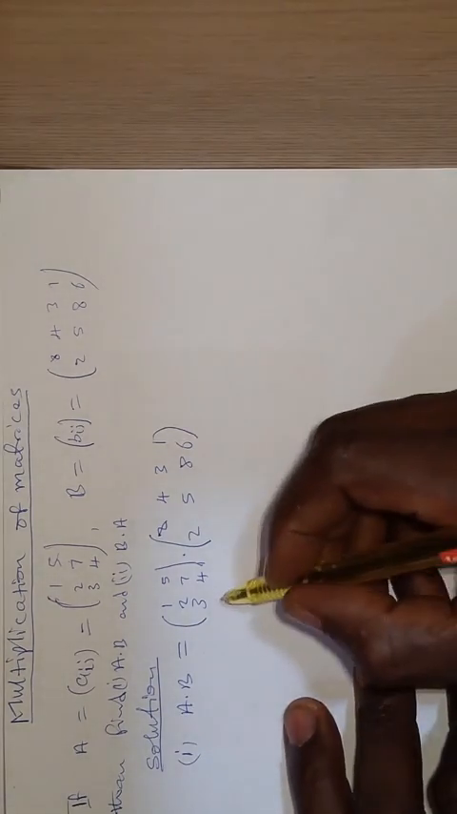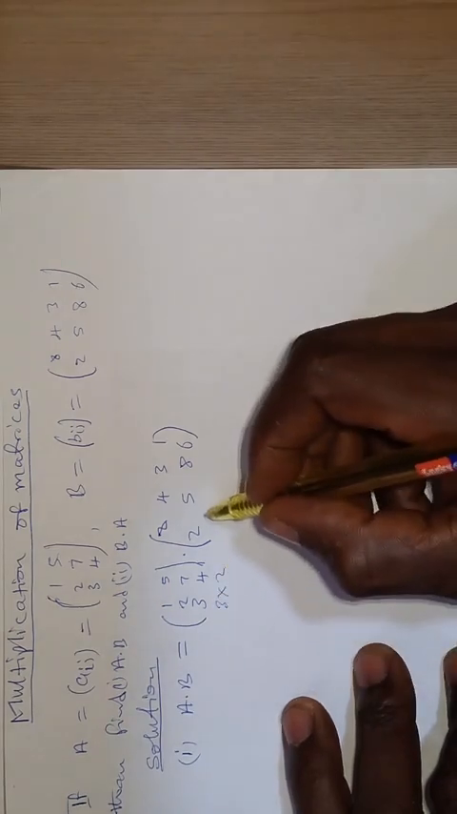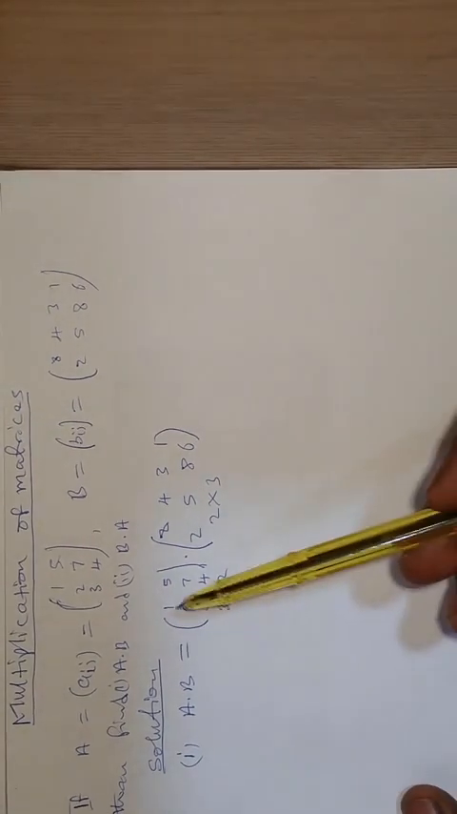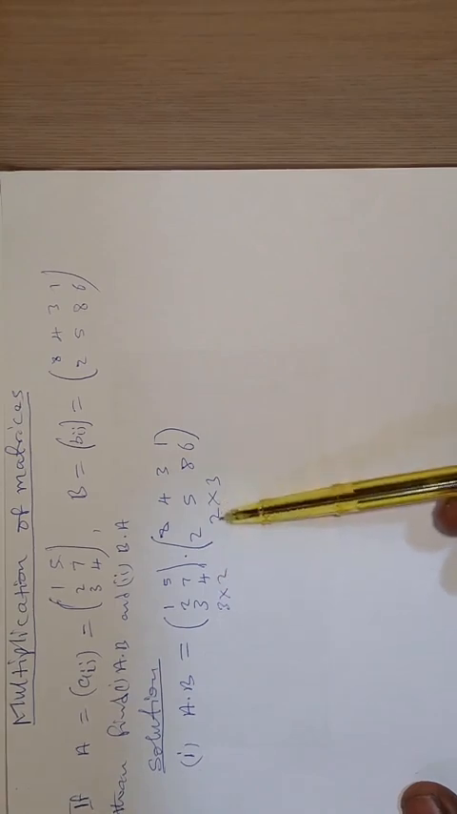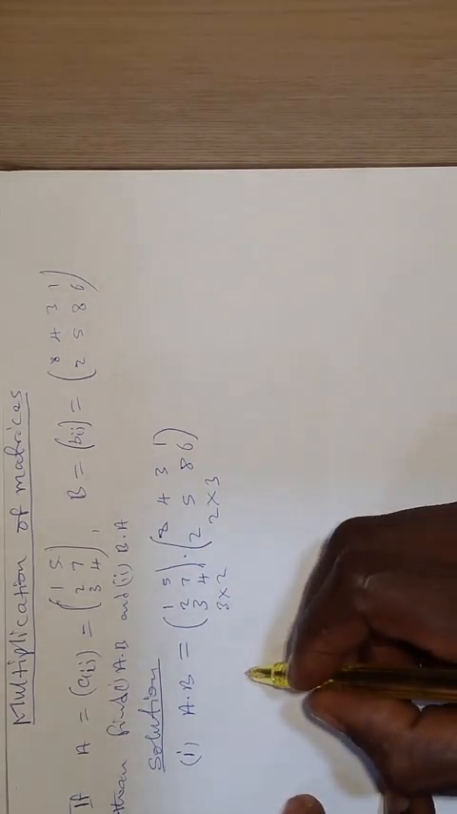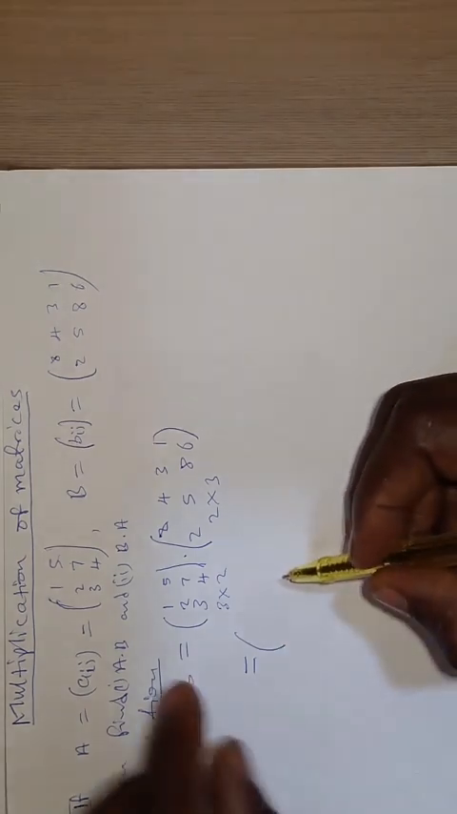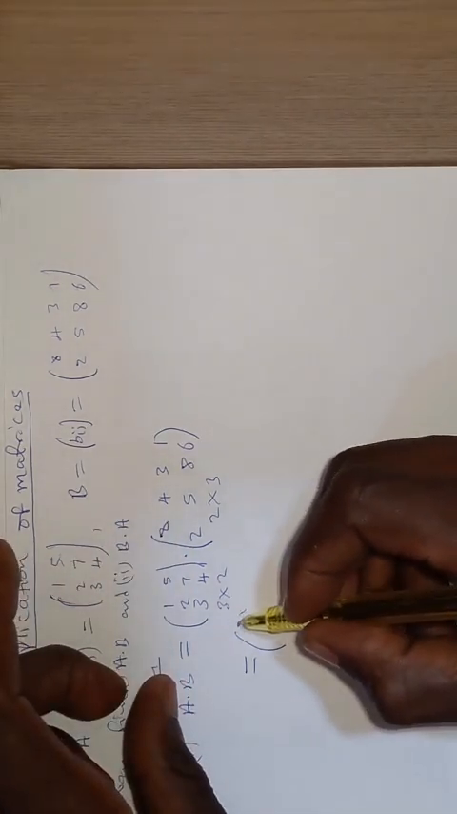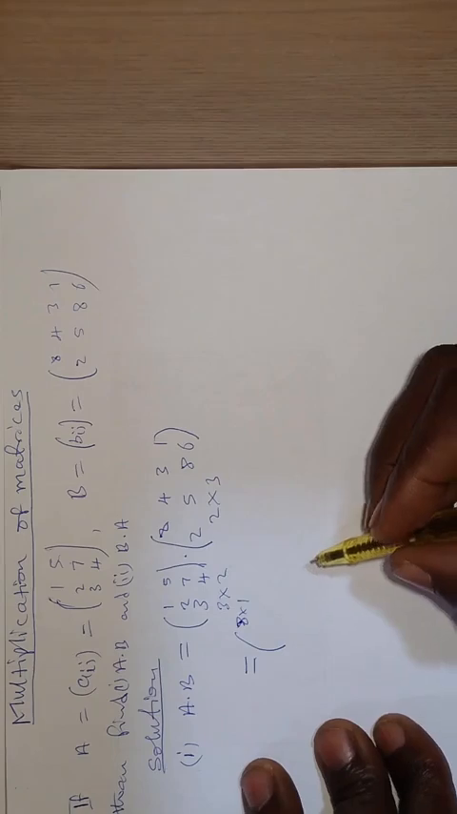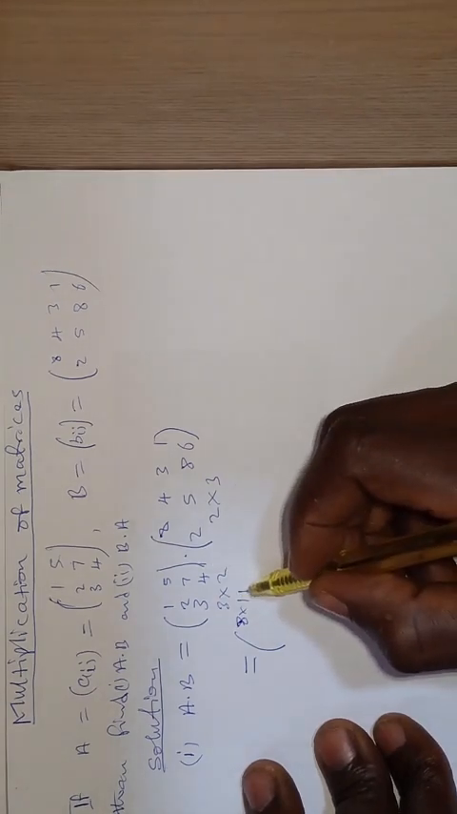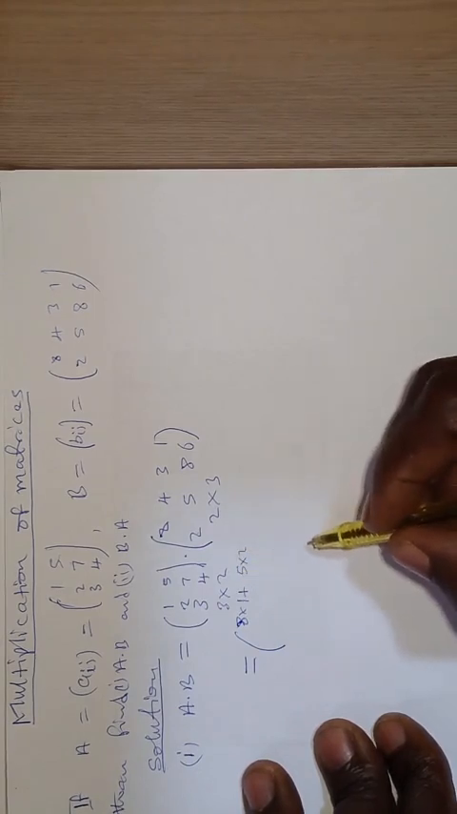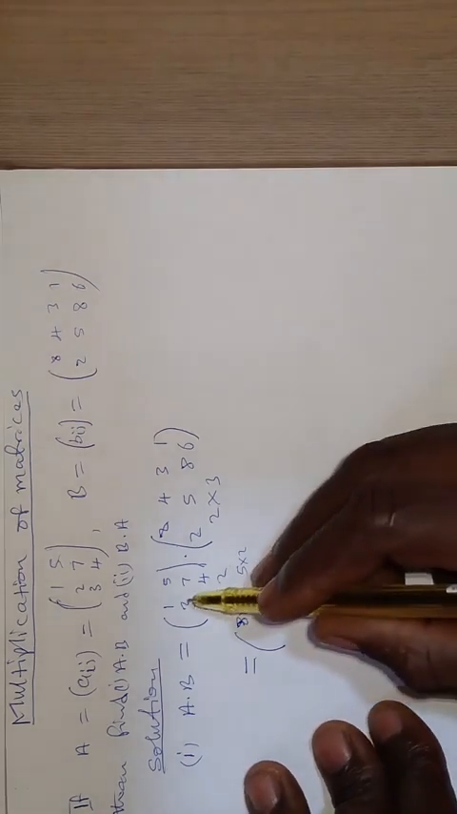So if you see this one, this is a 3 by 2 matrix and this is a 2 by 4 matrix. So it means that we can multiply this one. Why? Because this is 2 and this is 2. You consider these ones; if they are the same, you can multiply the matrices. So let's go together. This is equal to, we'll take 1 times 8, plus 5 times 2.